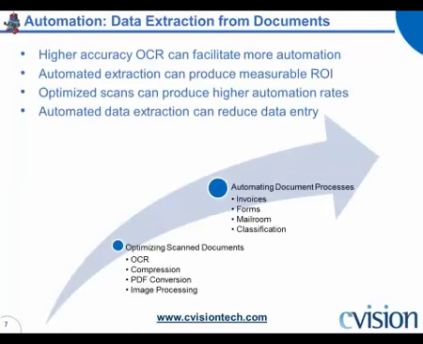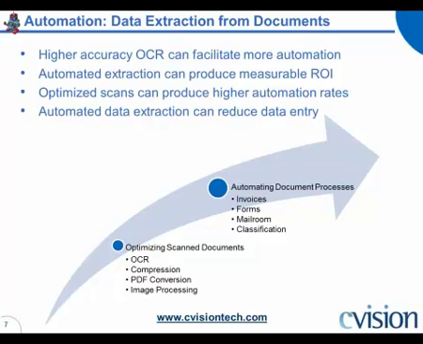So we'll talk very briefly about automation. The first step is optimizing your scan documents, right? Using very high quality OCR, compressing those documents, converting them to PDF, cleaning up those documents with image processing techniques. The next step, where applicable, would be automating the processes associated with those scan documents.